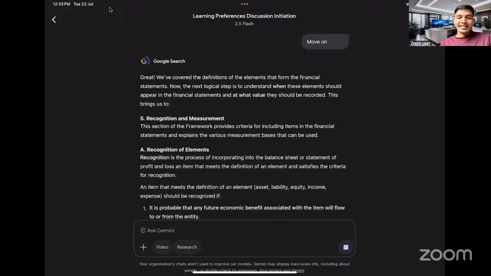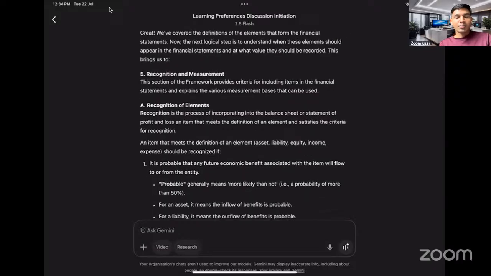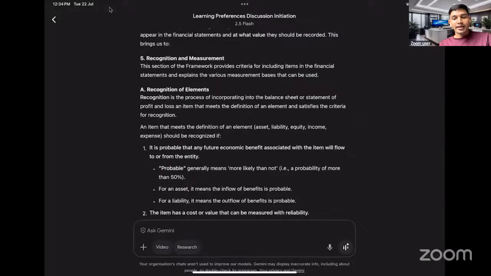Next topic is recognition and measurement. This section of the framework provides criteria for including items in the financial statements and explains the various measurement bases that can be used. Recognition of elements. Recognition is the process of incorporating into the balance sheet or statement of profit and loss an item that meets the definition of an element and satisfies the criteria for recognition.